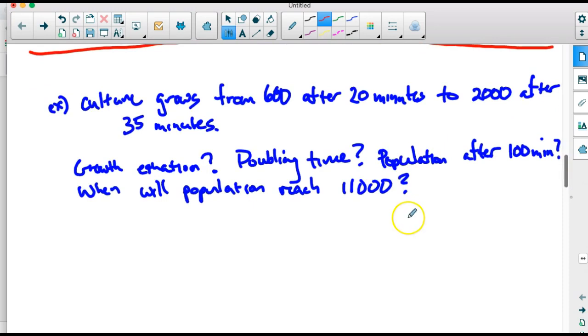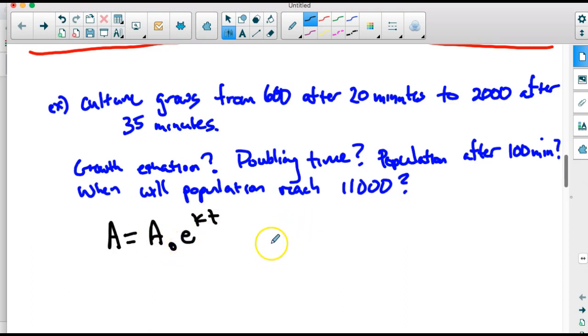So in this one, it's a little bit difficult because we don't have our a sub 0. In every other previous example, we had a sub 0. We had this value, so that made it easy.